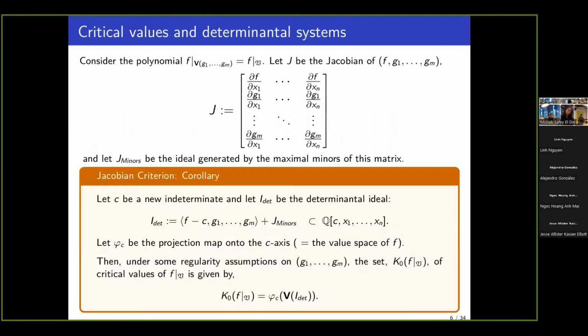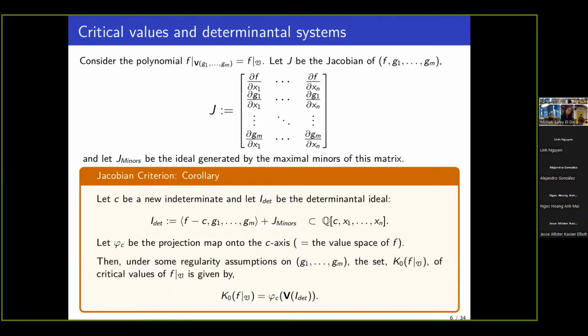So starting with the critical values, we know by the Jacobian criterion that we can represent these algebraically by looking at all the maximal minors of the Jacobian matrix of a polynomial f and polynomials g1 to gm, defining an algebraic set.